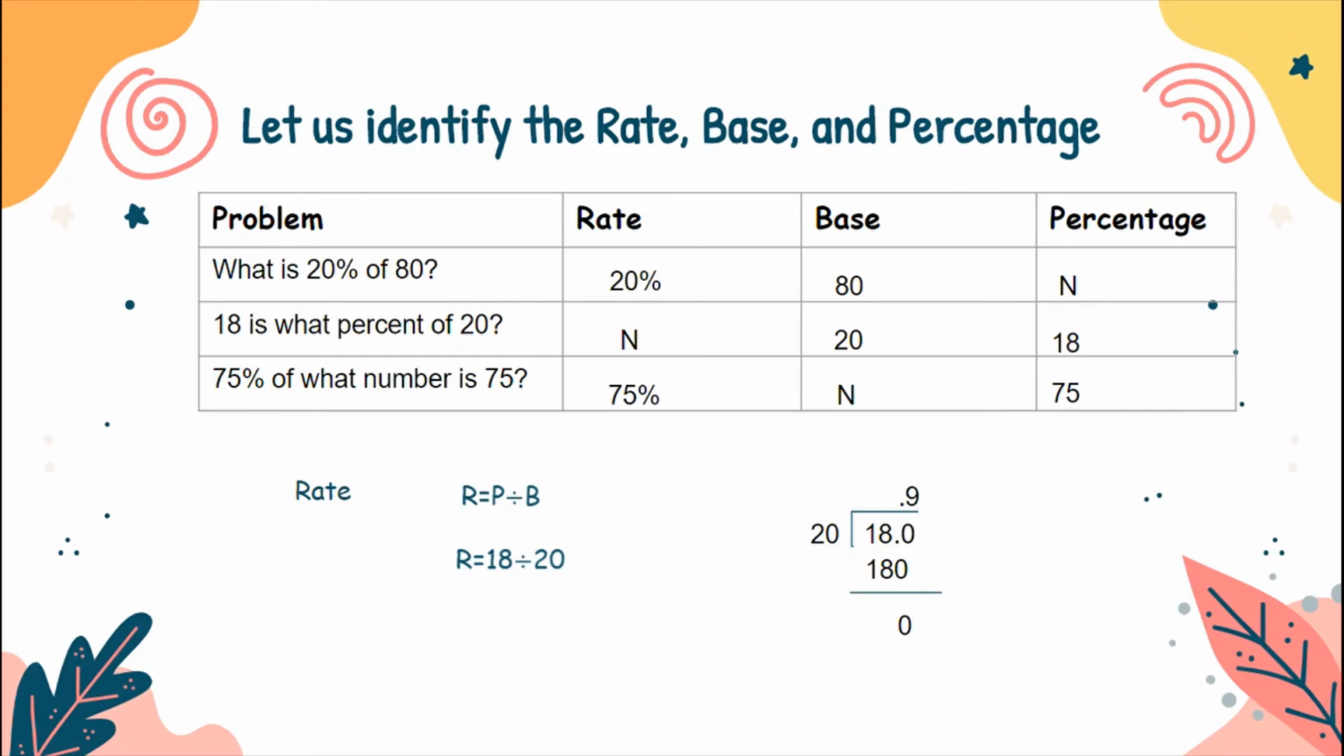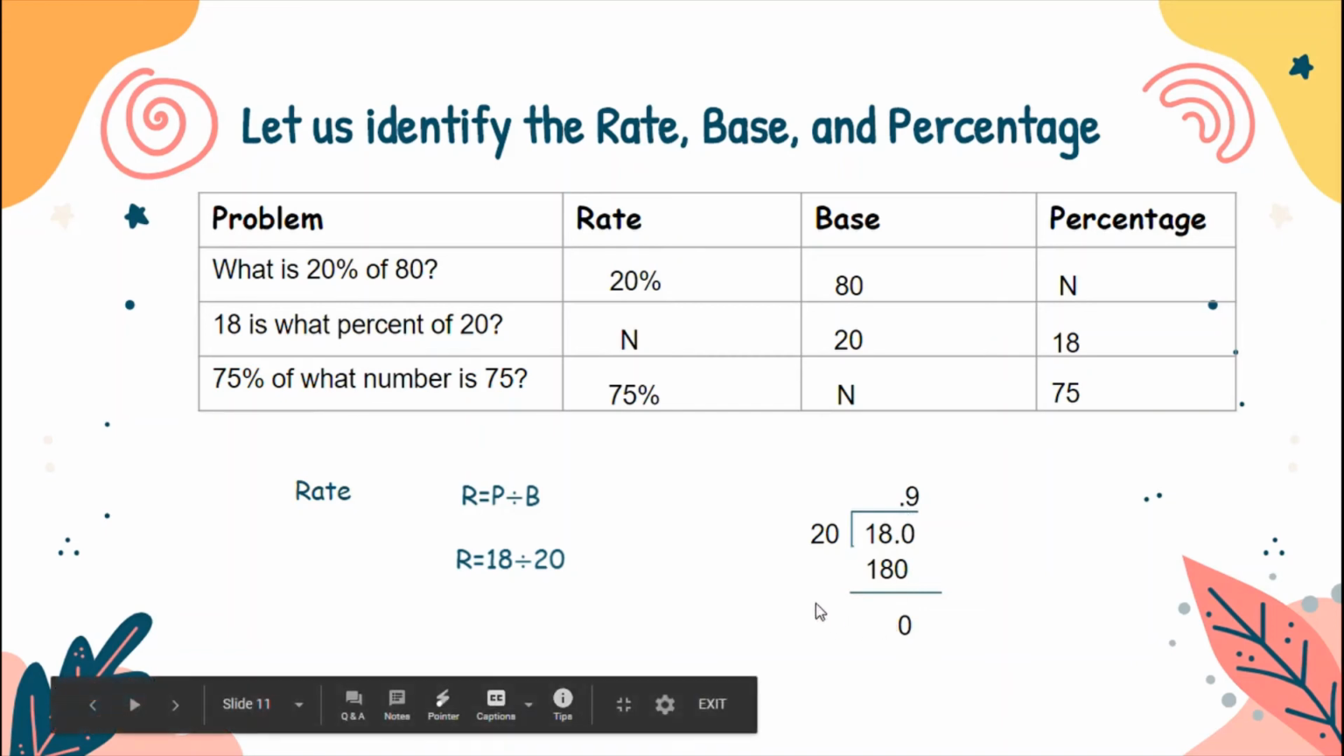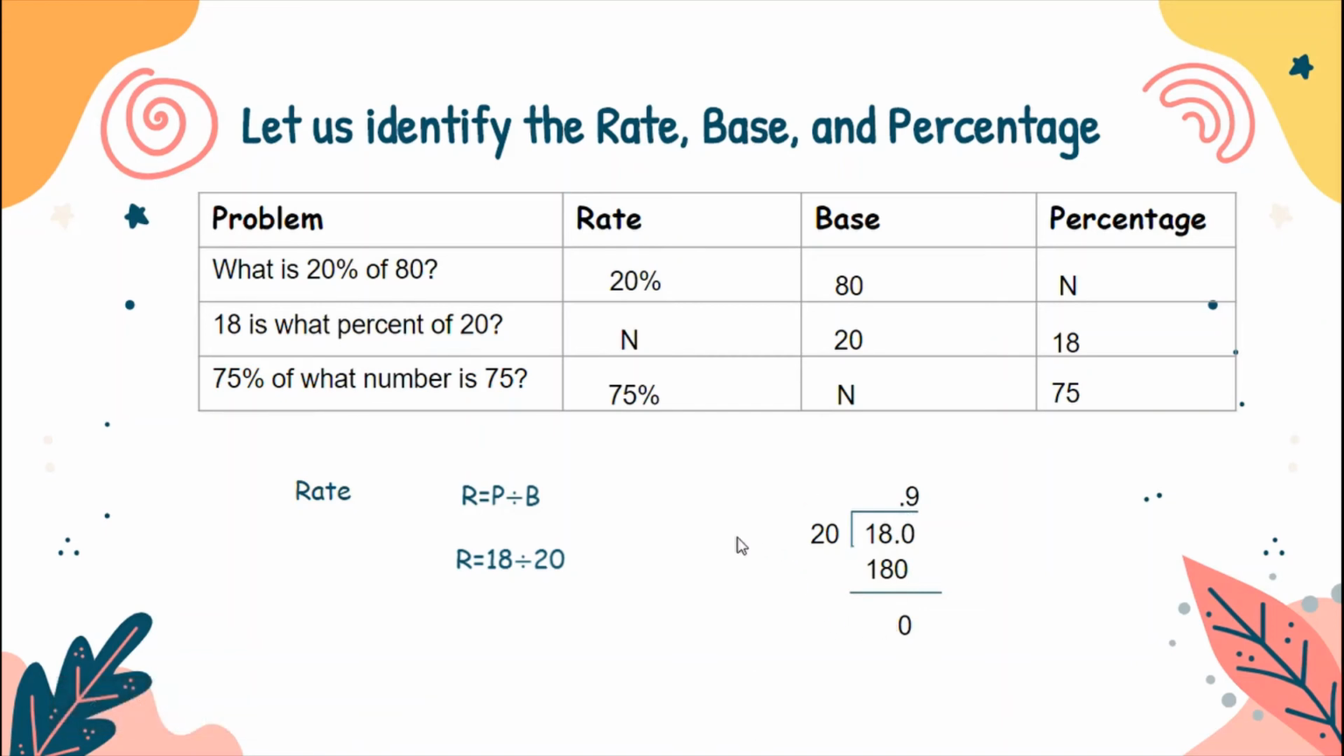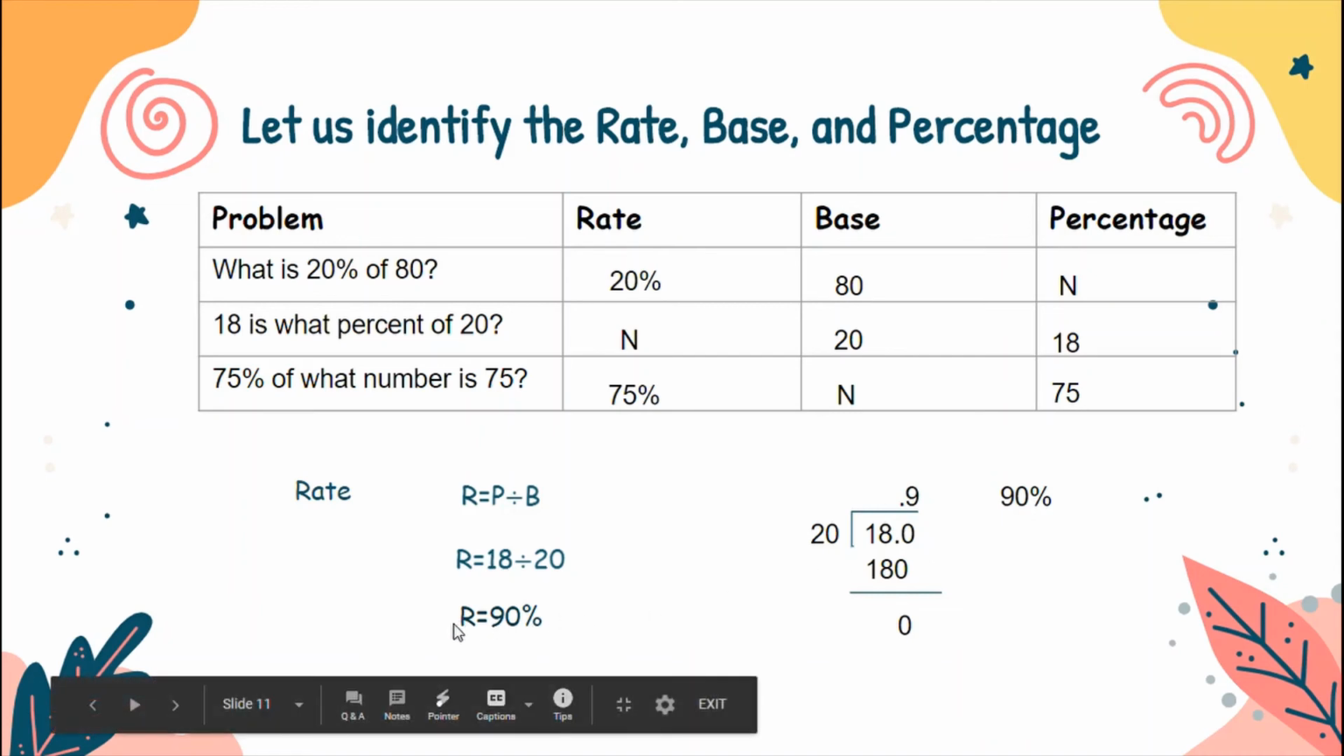The next thing we're going to do is move the decimal point 2 places to the right. Let us move 1 and 2, and then affix 0 and put our percent sign. Since we moved the decimal point 2 places to the right and added the percent sign, we got the answer of 90%. So the value of R here is 90%.